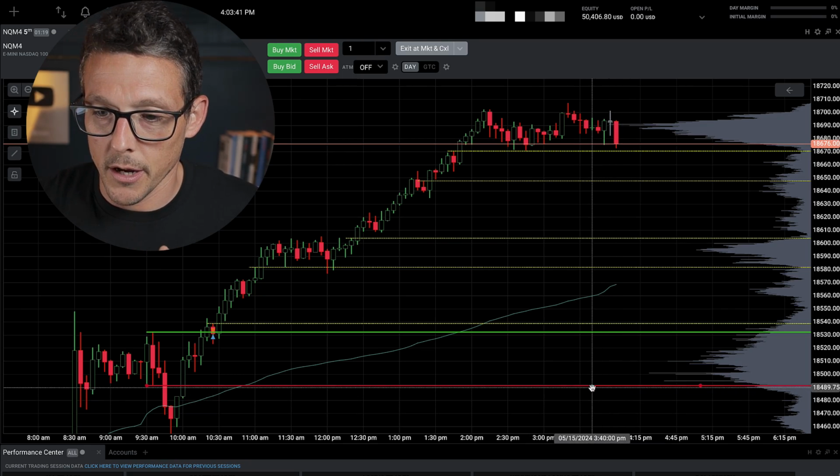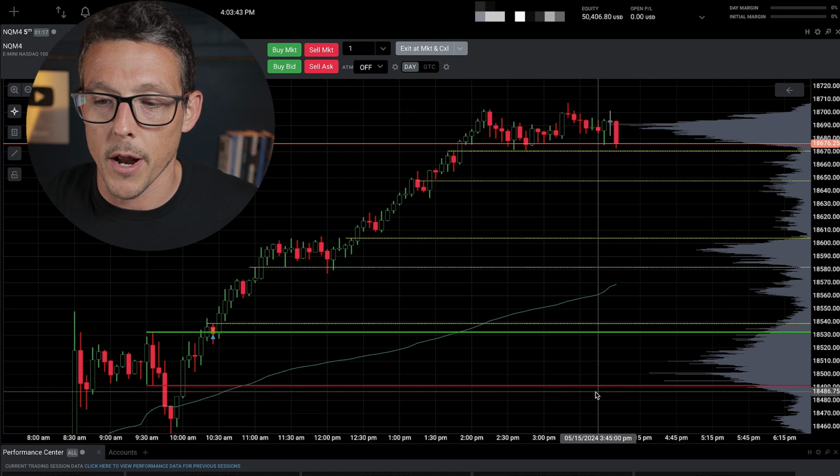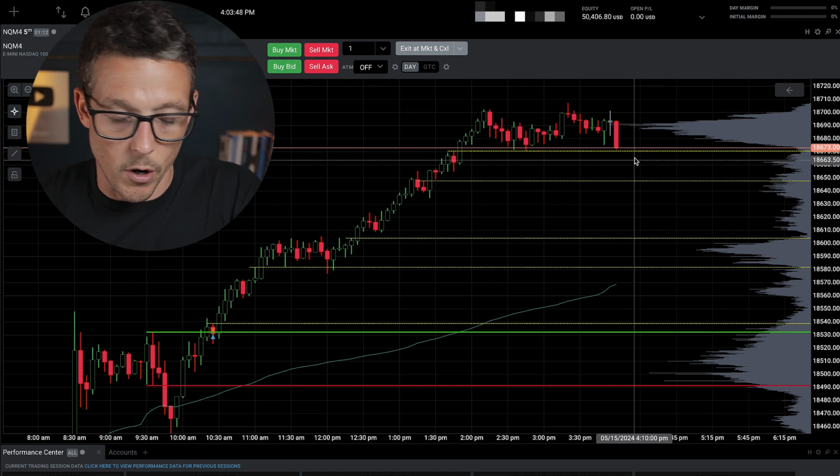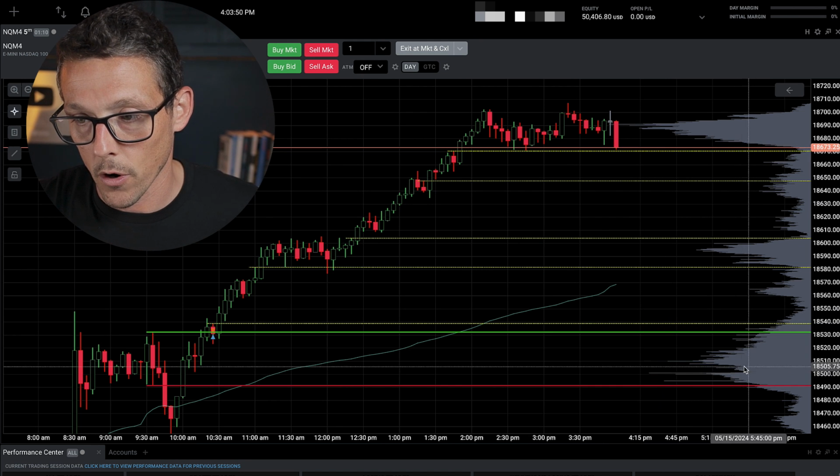What you're seeing on the screen is 2 solid lines. We got a red and a green. I'll explain what those are. And then these other yellow lines are just for reference of what I'm talking about. The market just closed at 4 o'clock.